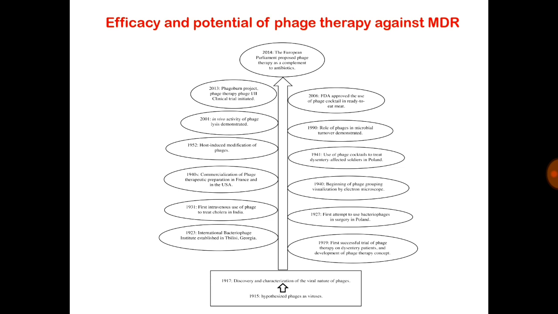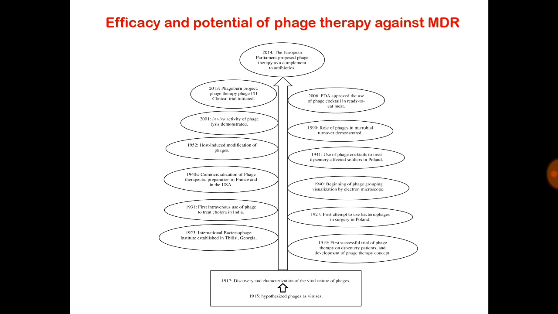And year after year, they initiated the International Phage Institute in Georgia, then they used it in surgery in Poland, and used it in the treatment of cholera patients in India as intravenous. In 1940, they visualized phage using electron microscope, and in the same year in France and in the USA, they commercialized a phage therapeutic preparation.